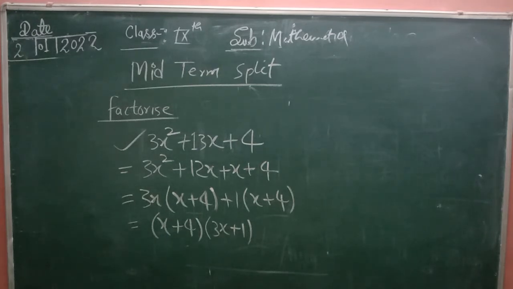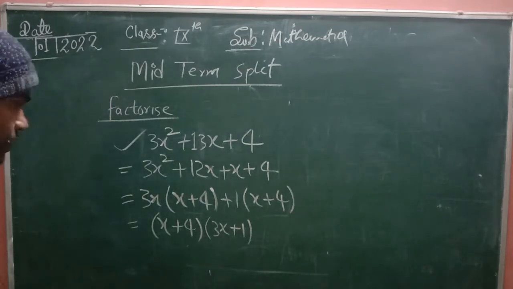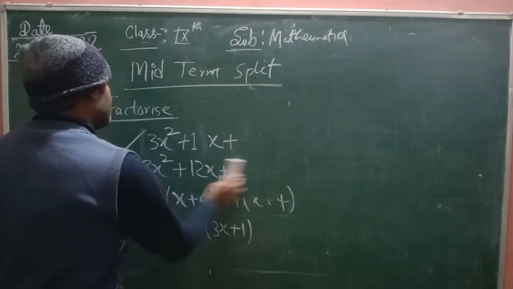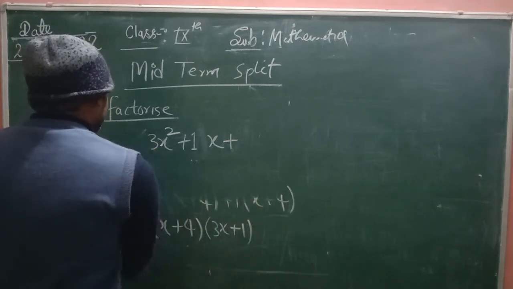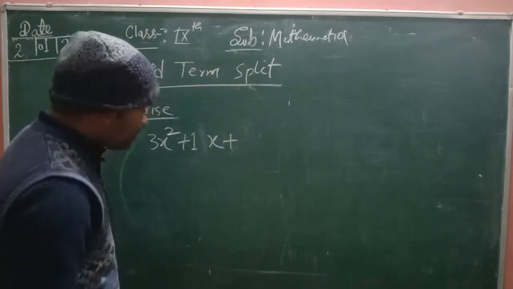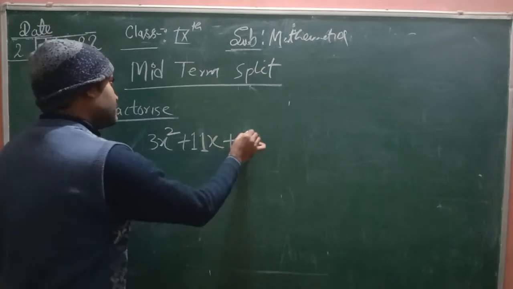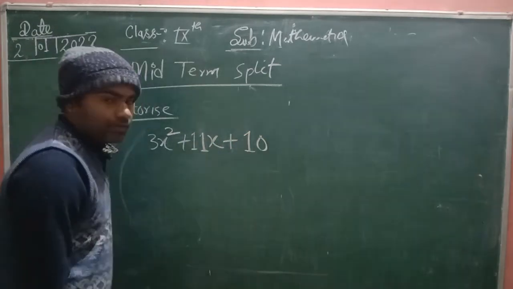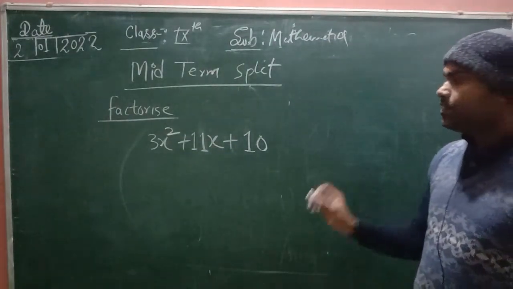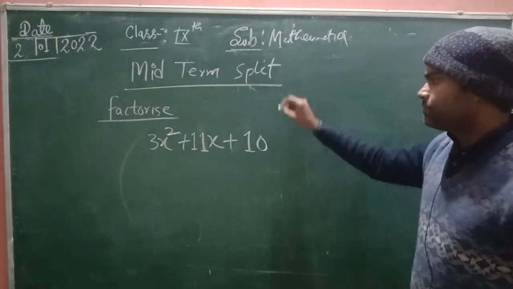Write down one more question. 3x square plus 11x plus 10. Try it by yourself. Now you have to factorize 3x square plus 11x plus 10 using the midterm split method.